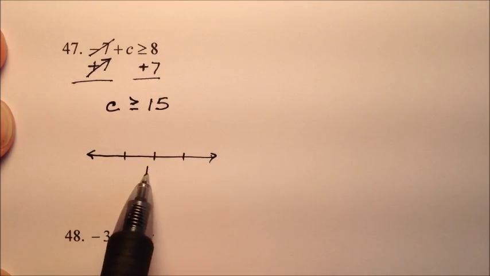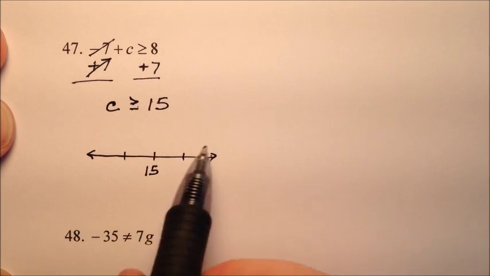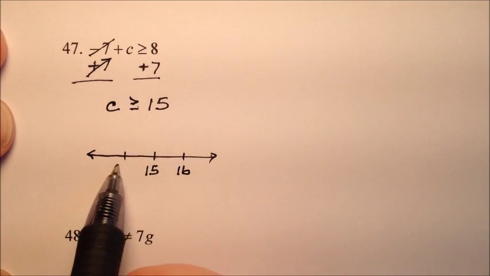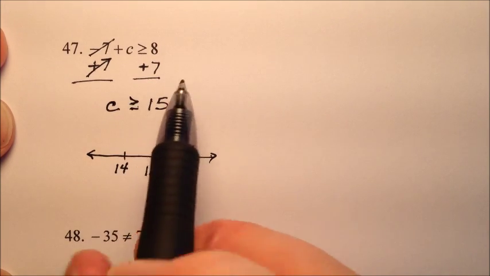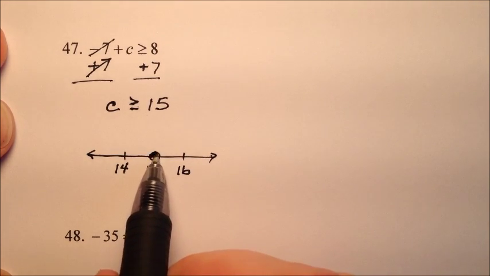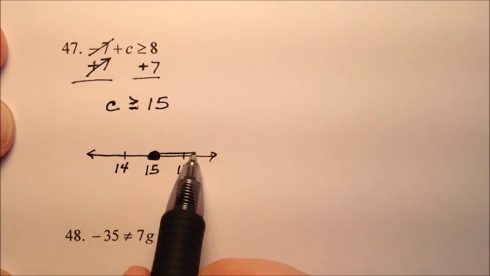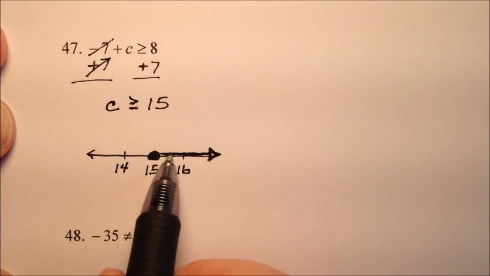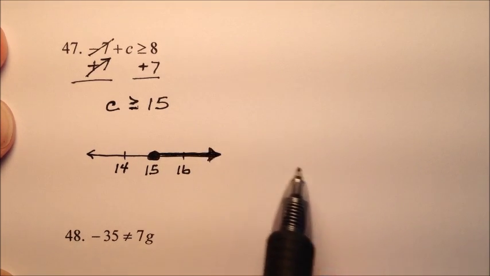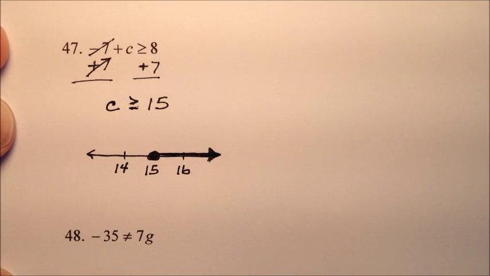So the number that goes in the middle is 15, because that's our value here that we care about. We'll go one value to the right, one value to the left, and then since it's greater than or equal to, it'll be a closed circle, since now we have an equal to right there. And then it's going to go off to the right because it's greater than. So we'll kind of darken in the triangle and the arrow there, and then we'll also shade the line. So the solution for 47 is c is greater than or equal to 15, and it's a closed circle at 15 with a line extending indefinitely to the right.